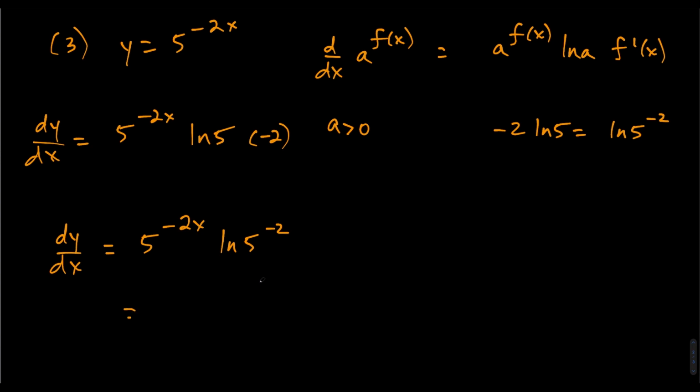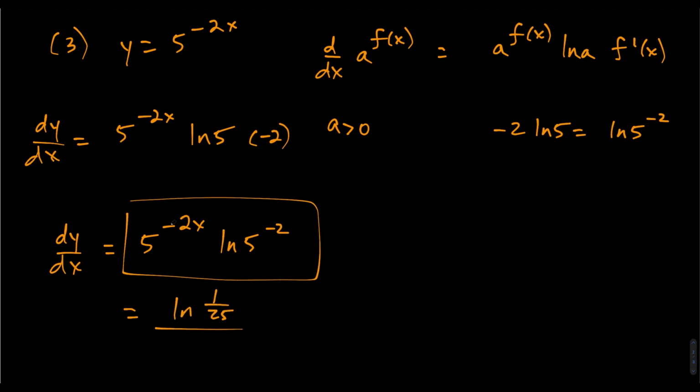And if I want to simplify it even more, I could leave my answer like this, or I could make this 1 over 25 on the inside. So once again, if it's not specified, we could stop here. But if we want to simplify or make this stuff positive exponents, I could say something like natural log of 1 over 25. And I could send 5 to the negative 2x down as 5 to the positive 2x. So this would be if you just wanted all positive exponents here, that this is okay. But otherwise, stopping here is fine.